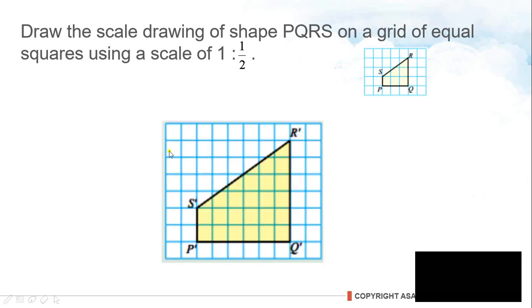So we draw the shape PQRS using the scale, using the equal squares grid. Okay, here you can see P prime Q prime is 6 units. The actual is 3 units, so here 6 units. SP is 1 unit, so the scale drawing will become 2 units. Okay, this is the first way, by using the same equal grid. Okay, next.